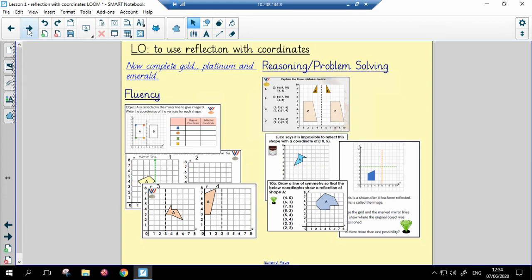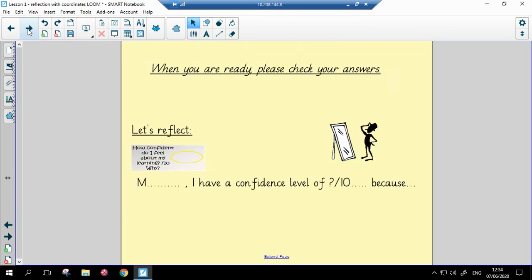When you've finished doing all of those and you're ready, you can check your answers and then just spend a few moments to reflect on your learning for today and how confident you feel with reflecting and finding the coordinates.